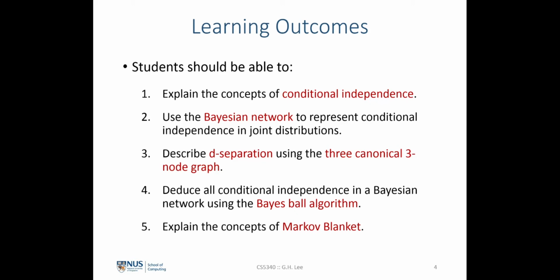We'll see how to use the Bayesian network to represent, or to encode, the conditional independence in a joint distribution. Then we'll look at how to read off conditional independence by what we call the d-separation concepts, using the three canonical three-node graphs. And by doing so, we will formally introduce the Bayes ball algorithm, which will allow us to deduce all conditional independence in the Bayesian network. Finally, we'll look at the concept of Markov blanket.